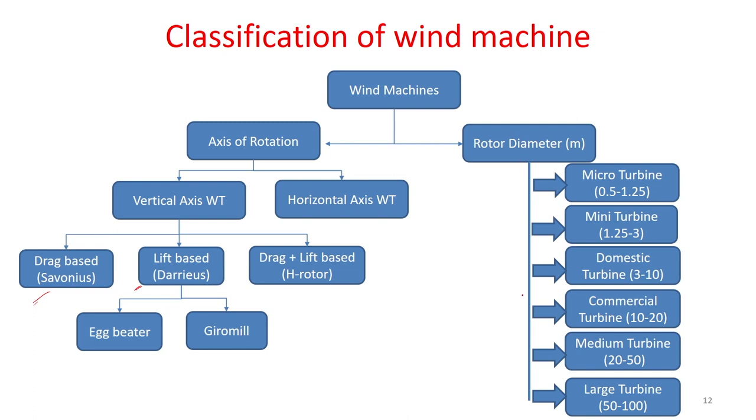And as far as diameter is concerned, we can classify based on the diameter of the rotor. If the diameter varies from 0.5 to 1.25, then it is known as a micro turbine, then mini turbine. If its diameter varies from 1.25 to 3, domestic turbine, its diameter varies from 3 to 10 meter, then commercial turbines, medium turbine, and then large scale turbine whose diameter varies from 50 to 100 meter. So, mostly for large scale wind power generation, horizontal axis wind turbine is preferred, that too a three-bladed system.